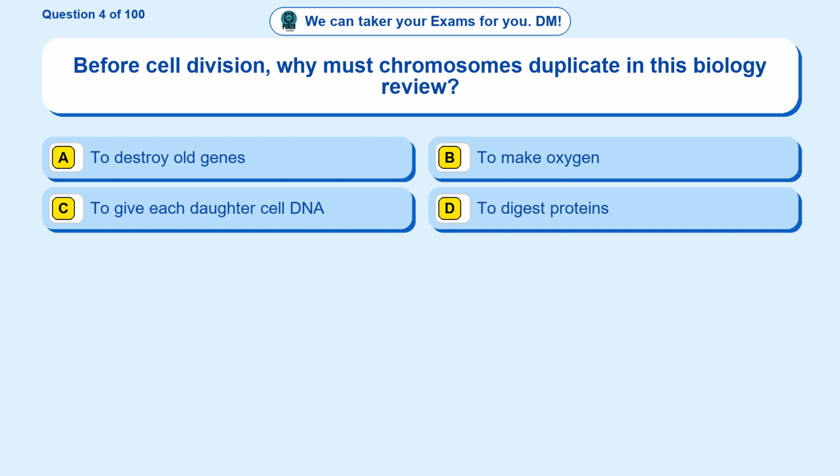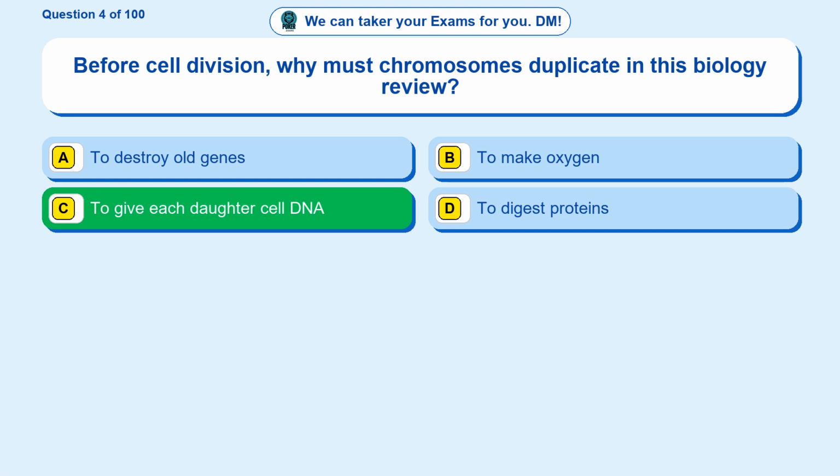Question 4. Before cell division, why must chromosomes duplicate in this biology review? Option A, to destroy old genes. Option B, to make oxygen. Option C, to give each daughter cell DNA. Option D, to digest proteins. The correct answer is option C, to give each daughter cell DNA.